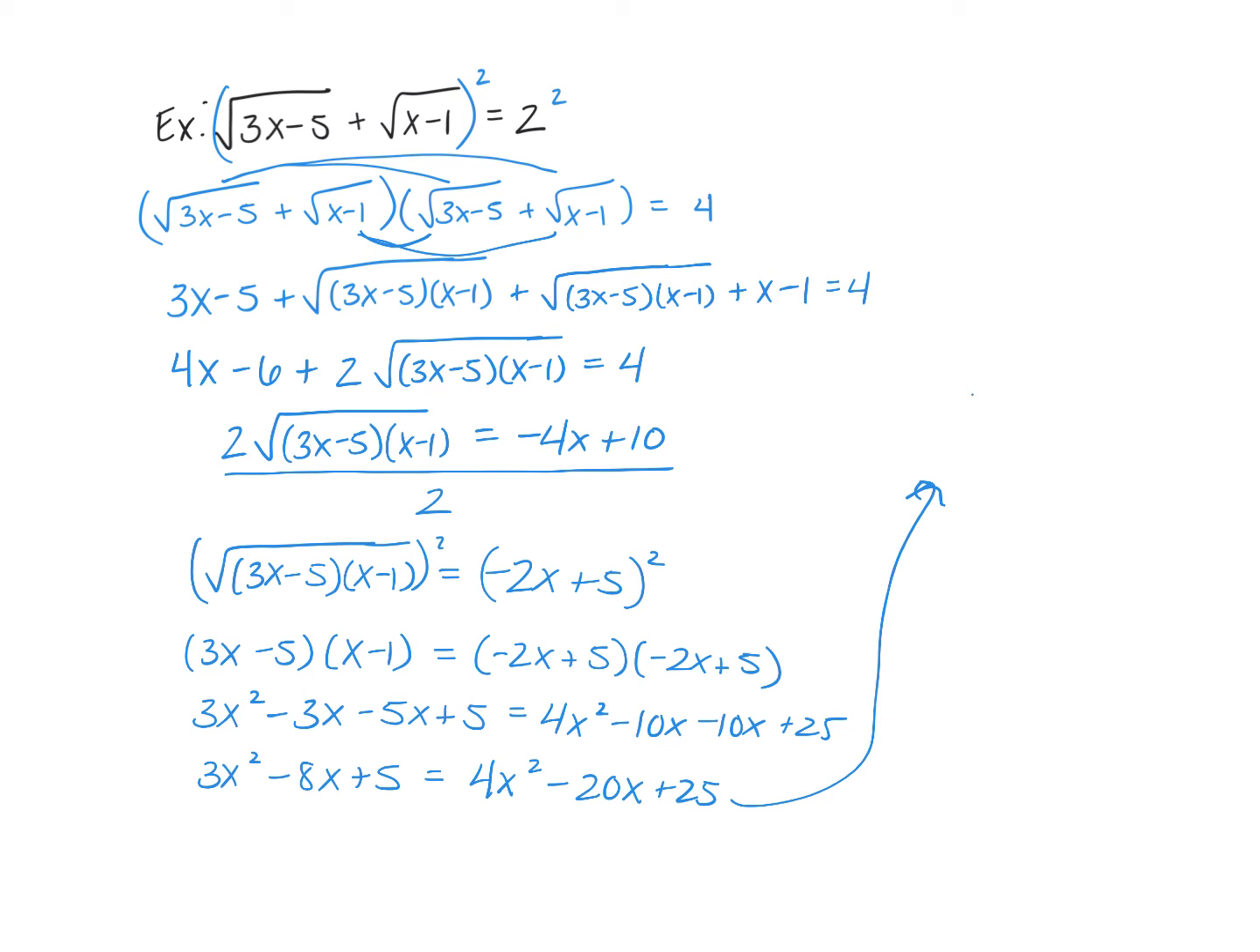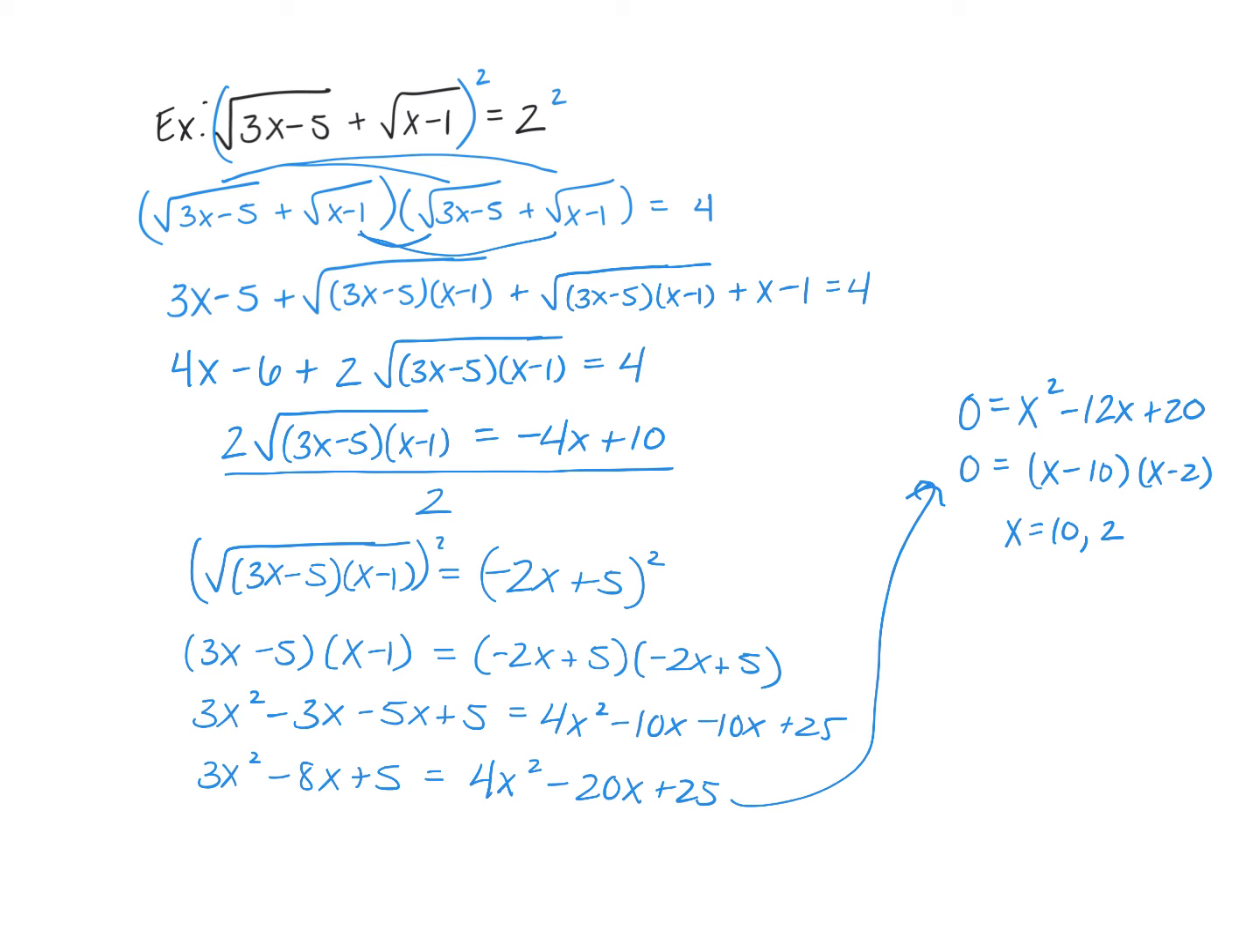I'm going to subtract the 3x squared over, so that will give me x squared. I'm going to add the 8x, so that's going to give me negative 12. And I'm going to subtract the 5, which will give me 20. This factors, so I'm going to get x minus 10 times x minus 2. Therefore, x equals 10 or 2.